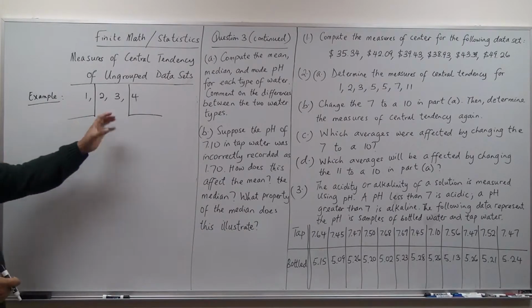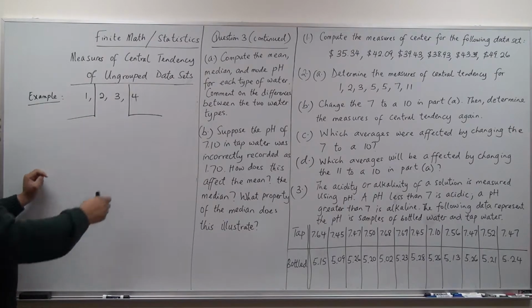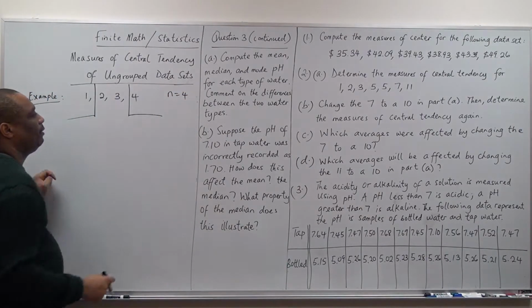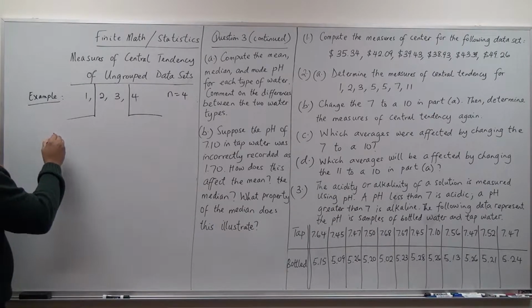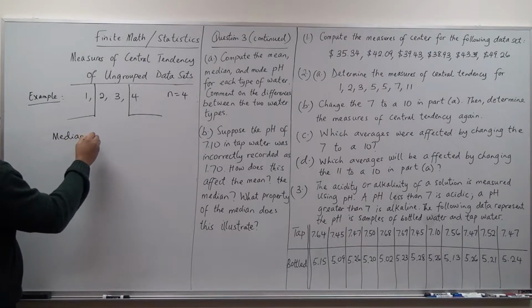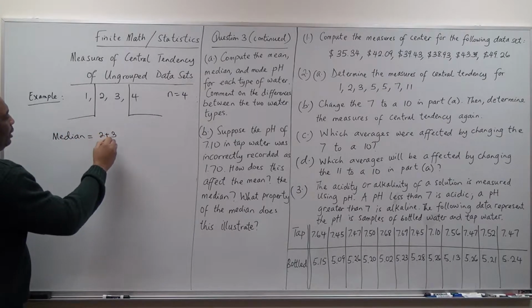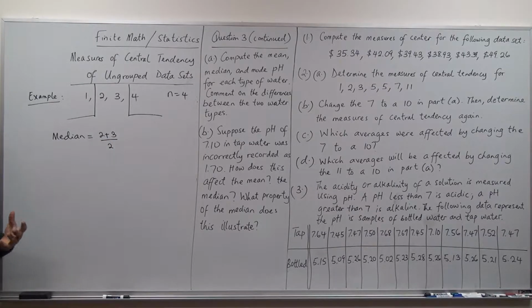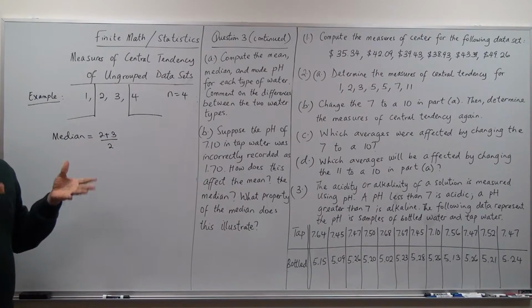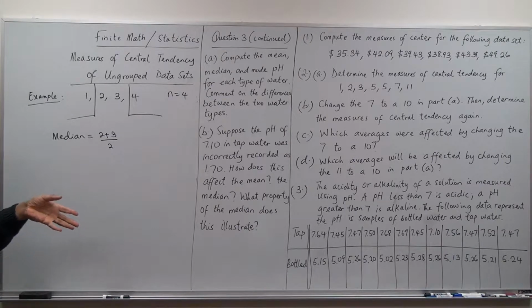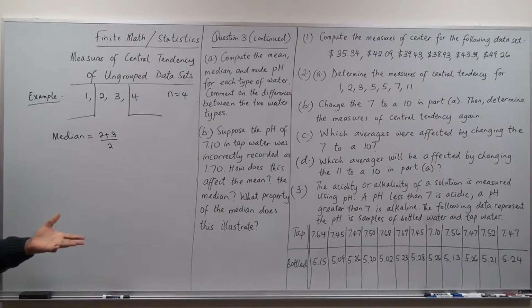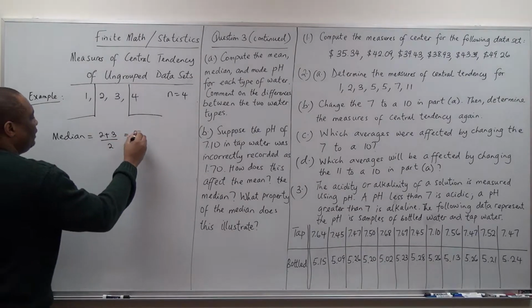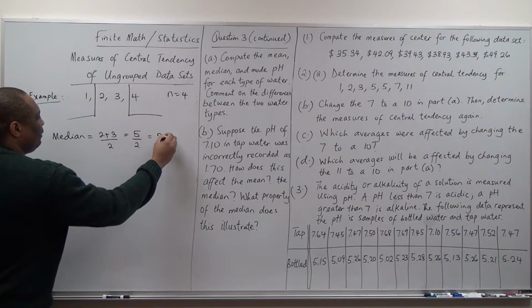But when you have an even number, like you have here, n is 4 values, then you have 2 values in the middle. So in this case, your median will be 2 plus 3 all over 2. It will be the mean of those 2 values in the middle. The median will be the mean of those 2 values in the middle. So this is now 5 over 2, which is now 2.5.